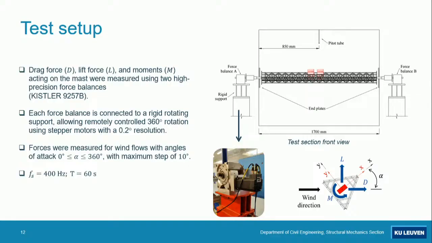So here more close up with the section of the wind tunnel over here, the force balances, and these force balances were also connected to a rotating support so that we could also repeat the test, repeat the identification of the coefficients for different angles of attack. So the tests were performed with a maximum step of 10 degrees in this range. I should also indicate here that the section is not fully symmetric, also the bare structure, because of the orientation of the steel angles, which are the main longitudinal elements of the lattice tower.